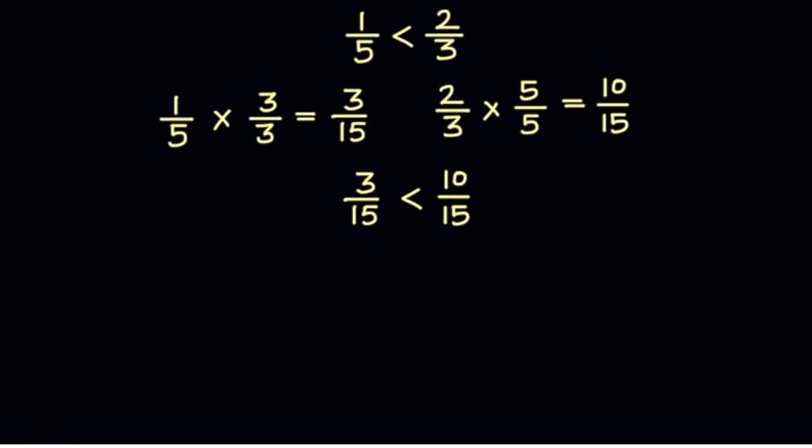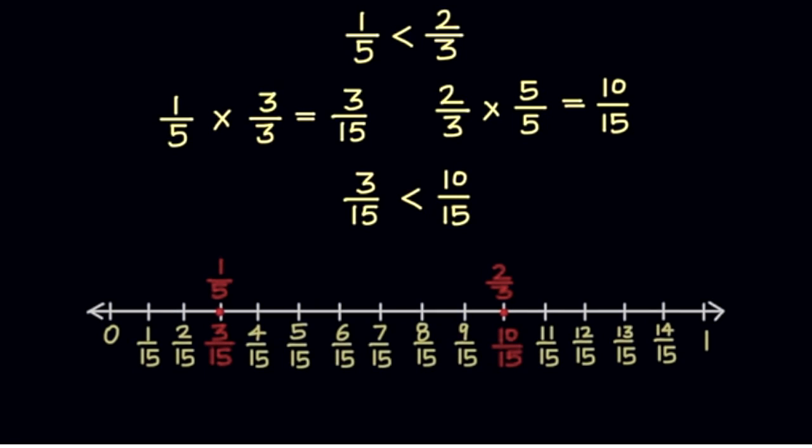You can use fraction strips, number lines, or benchmark fractions to justify your comparisons. Here we can see with our number line that 1/5 is indeed less than 2/3. There are a number of ways to compare fractions. Finding common denominators is one way to compare fractions.